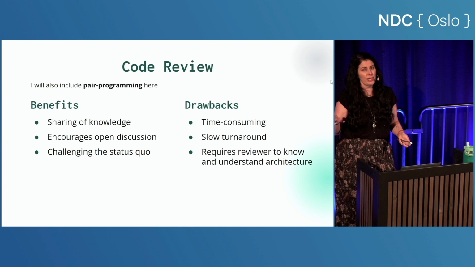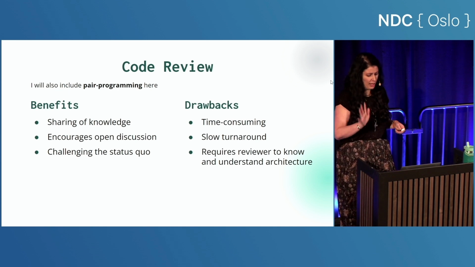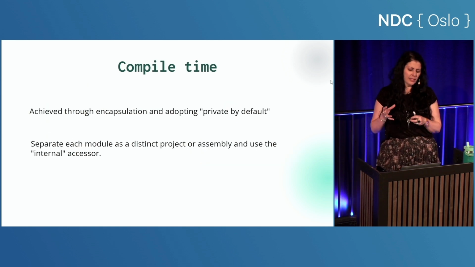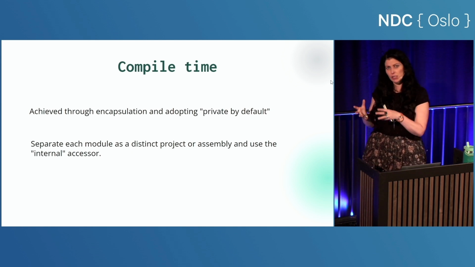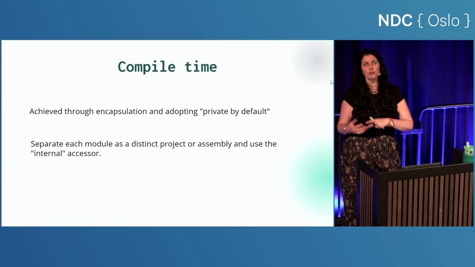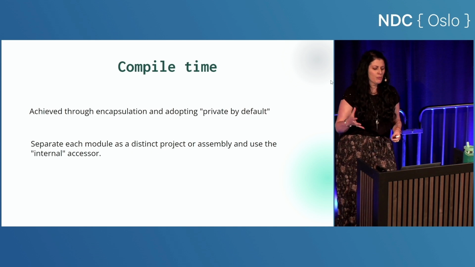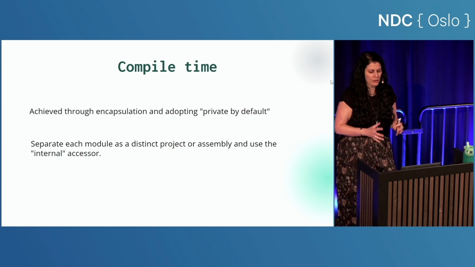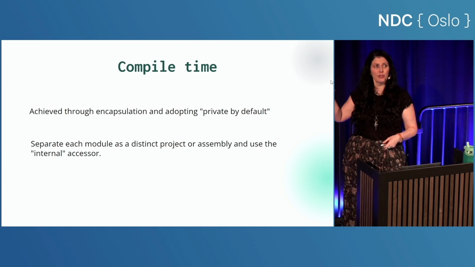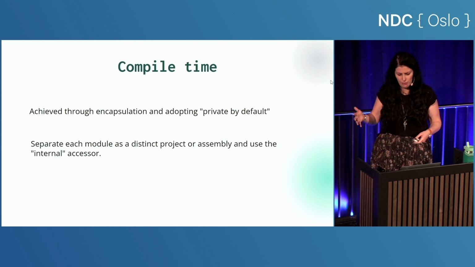But code review is always valid. Go and have a look at it. Make sure, yeah, this looks right. But we don't want to rely only on that. So that leads us to compile time. And this is achieved through encapsulation. That's why we've got so many projects, all those different assemblies. And we want to adopt private by default. So that's our accessors on our code. Each module should be a distinct project or assembly and use the internal accessor, and only make it public if it absolutely needs to be public, like those extension methods that the web API needed to use.